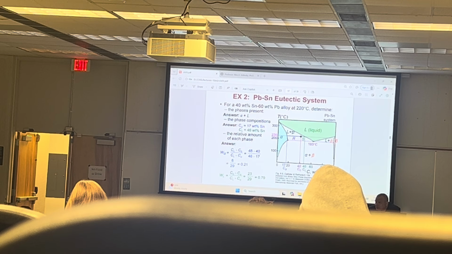They're going to be labeled for you, you know, city of Tampa, city of Gulfport. We have liquid and the alpha phase. What's the composition of the alpha phase? We draw the tie line. The composition of the alpha phase is 17% tin. The composition of the liquid phase is 46% tin. See that? We draw the tie line.